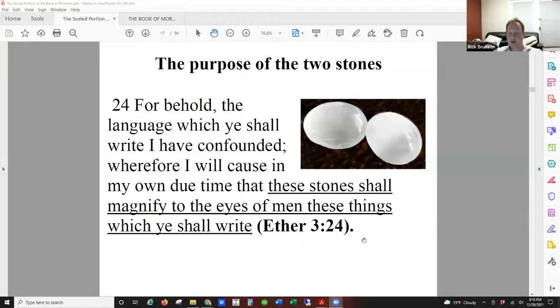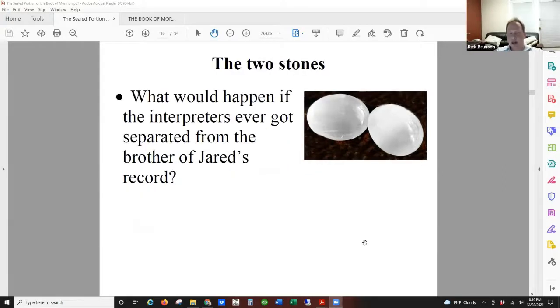So what was the purpose of these two stones? To be able to translate his writings to our current language. Yep. They were used for translating the record. So what would happen if the interpreters ever got separated from the brother Jared's record? We have a useless record, don't we? We can't translate it. There would be no record. Exactly. So that is why the Lord... But we have iPhones now. That's true. They're kind of like a stone. There are a lot of similarities, I think, personally. But yeah, it's important to remember that these two stones were to remain with the brother Jared's record at all times. They're sealed together. The Lord told him, seal these with the record, because they're going to be used for translating this record later on.